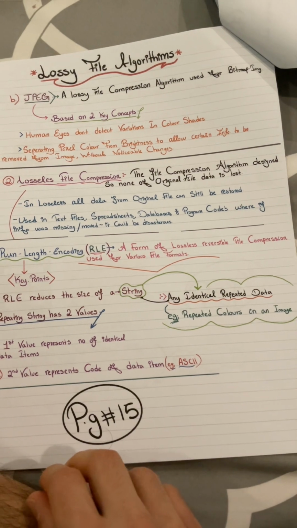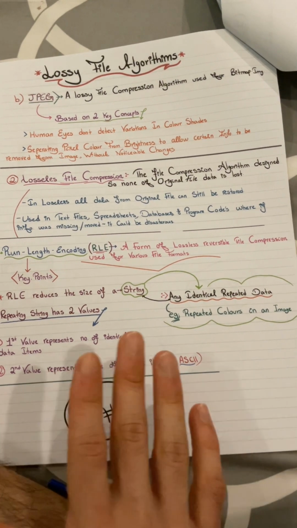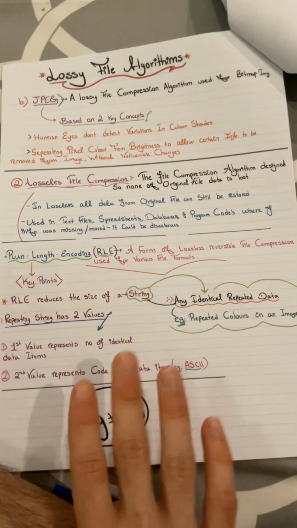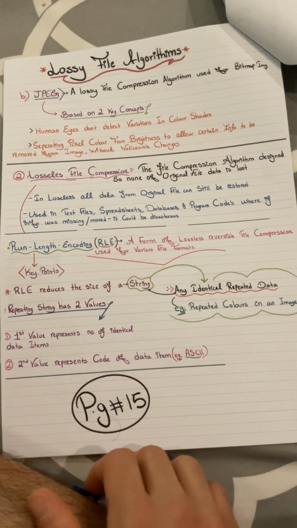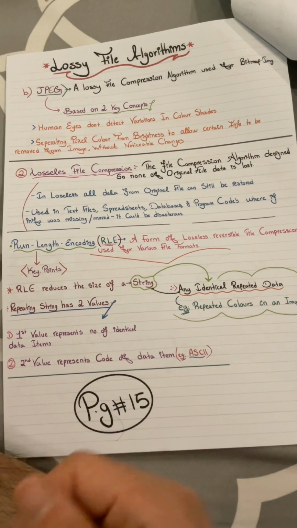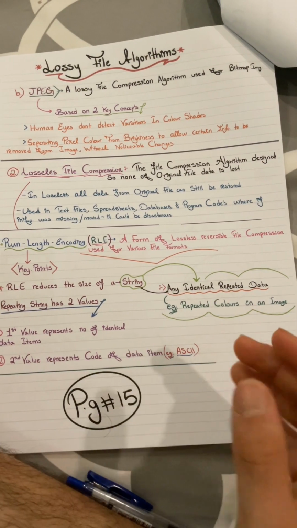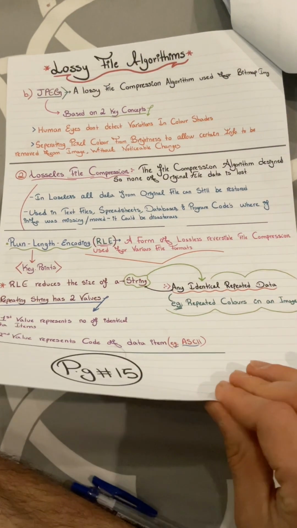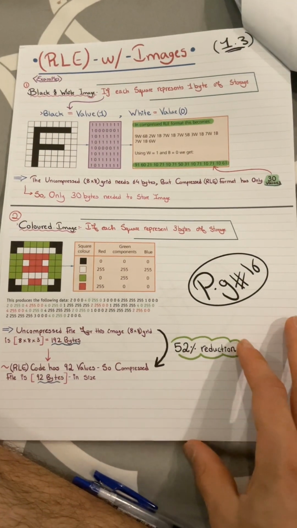As for your lossless file compression, it is a file compression algorithm designed so none of the original file data is lost. You can restore your original file data. Okay, for example, the RLE, run length encoding. Basically, it reduces strings of data, okay. Any repeated colors or any repeated data in the system, it basically removes that. But again, your initial data can be restored in the lossless, okay?